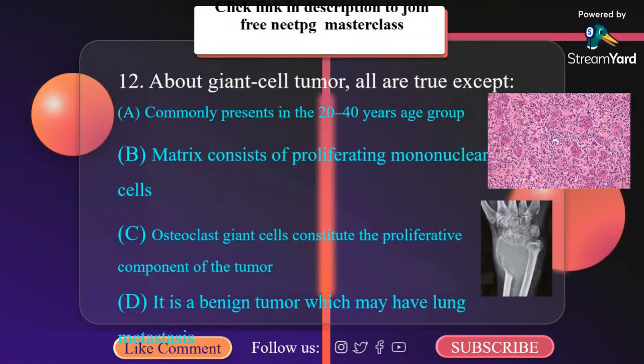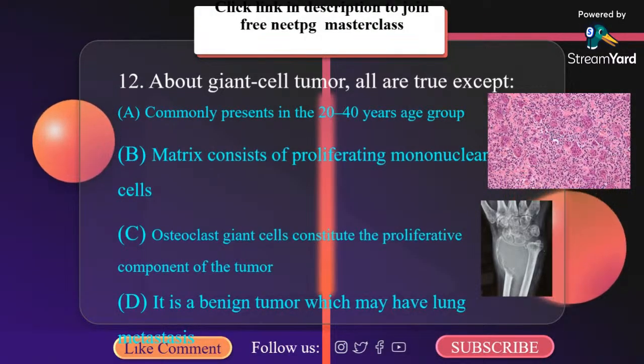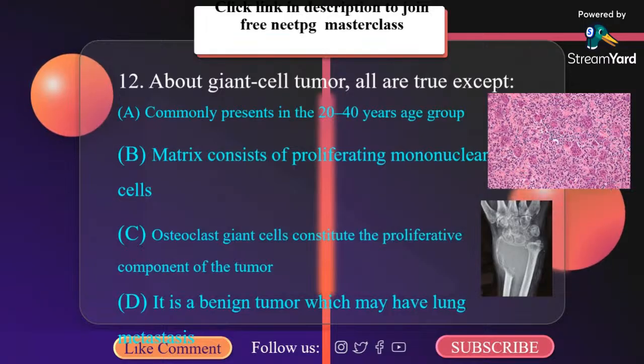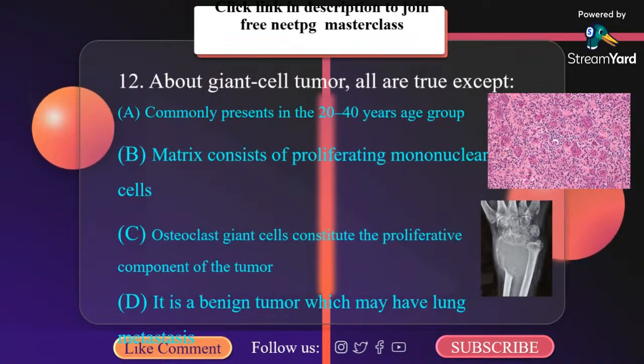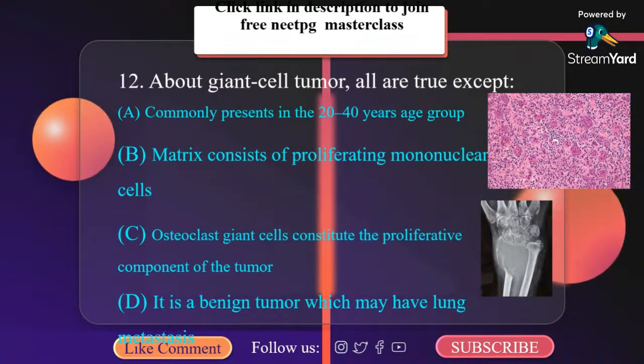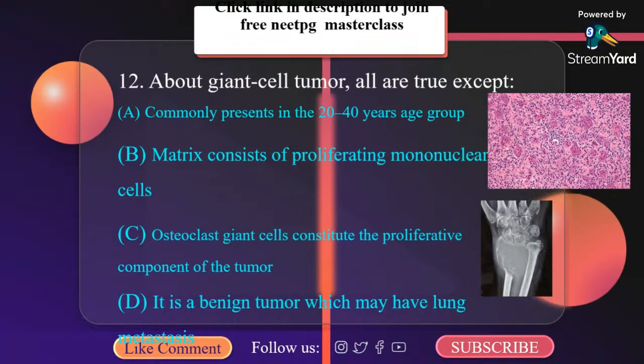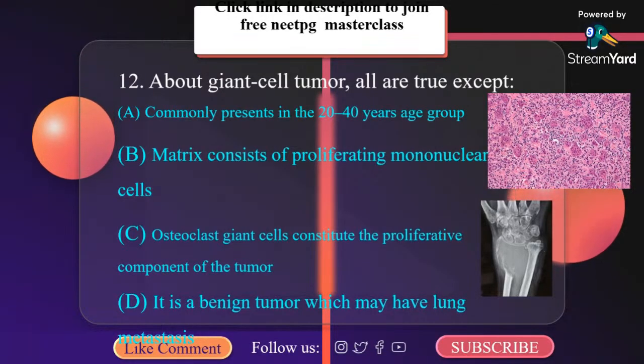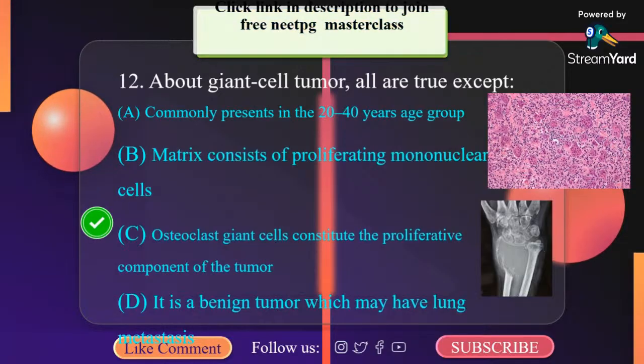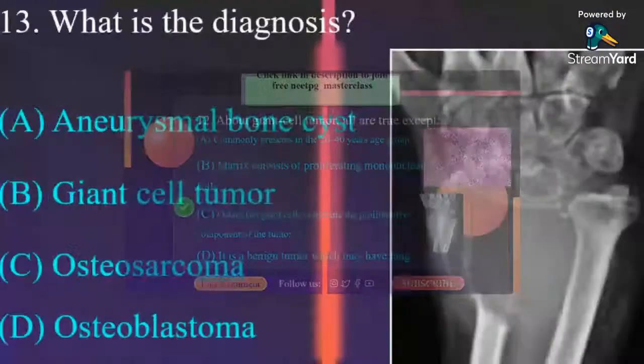About giant cell tumor, all are true except: A. Commonly present in 20 to 40 years age group. B. Matrix consists of proliferating mononuclear cells. C. Osteoclast giant cells constitute the proliferative component. D. It is a benign tumor which may metastasize. So the correct answer is osteoclast giant cells constitute the proliferative component of the tumor.